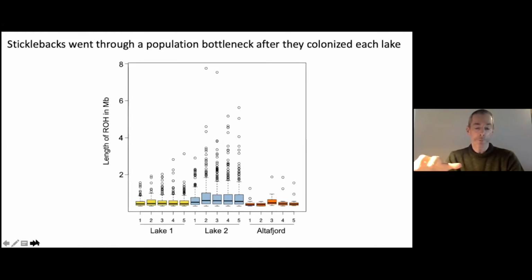And this is important for understanding adaptation and the strength of selection, because selection is dependent not just on the selection coefficients of the alleles that you're interested in, but also on the effective population size, and that has a direct role on the efficacy of selection.